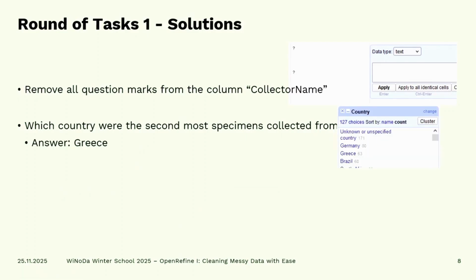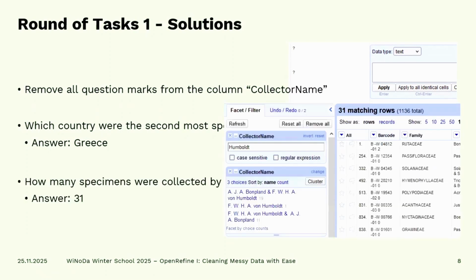And for the question regarding Alexander von Humboldt, the answer is 31. And here the trick is to not use the filter, because he appears multiple times in different combinations, sometimes alone and sometimes together with others, but with different orderings of the names. So just putting Humboldt in the filter will show up all of those cases. You can see the answer is 31.